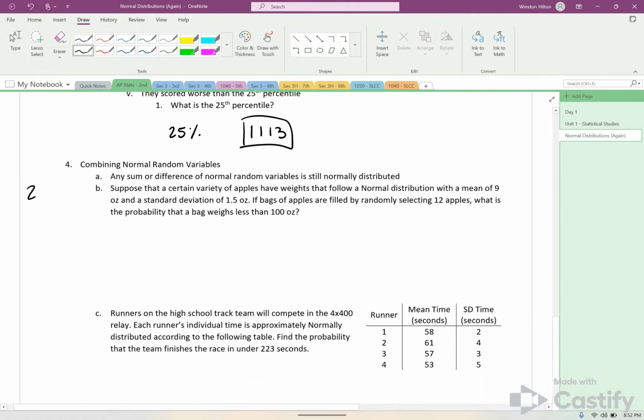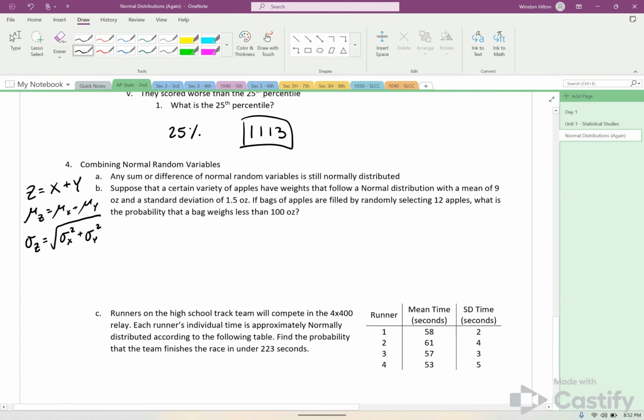Okay, if we let z equal x plus y, the mean of z is just the mean of x plus the mean of y, but the standard deviation of z is going to be the square root of the sum of the variances of x and y. Okay? Anyway, so let's take a look at this example.